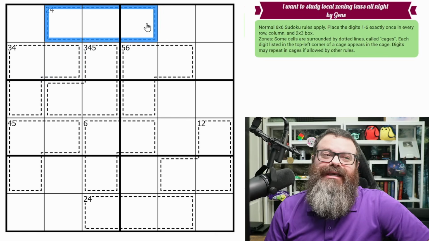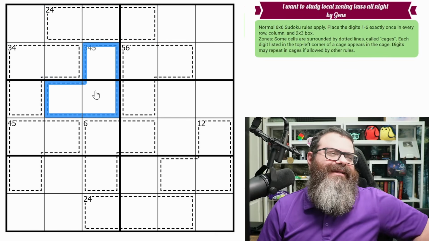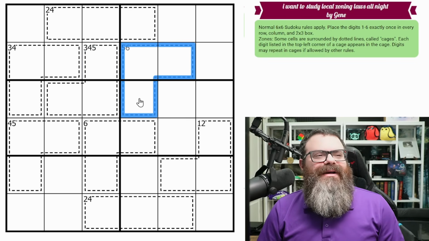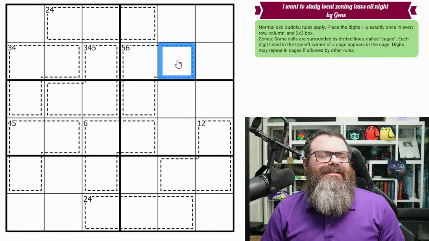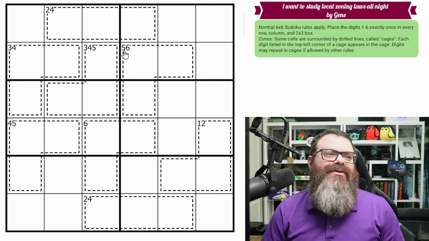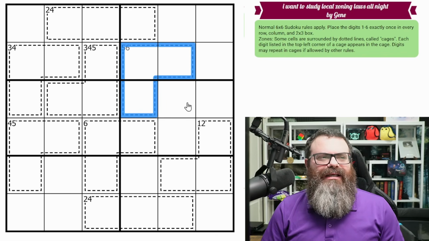These are not killer cages. You probably figured that out from this not adding to 345. But anyway, these are zone cages. So cells surrounded by dotted lines. The dotted lines are called cages. The cells within it, you look at the clue in the top left. This is 5 and 6. Those two digits must appear somewhere at least once within the cage.